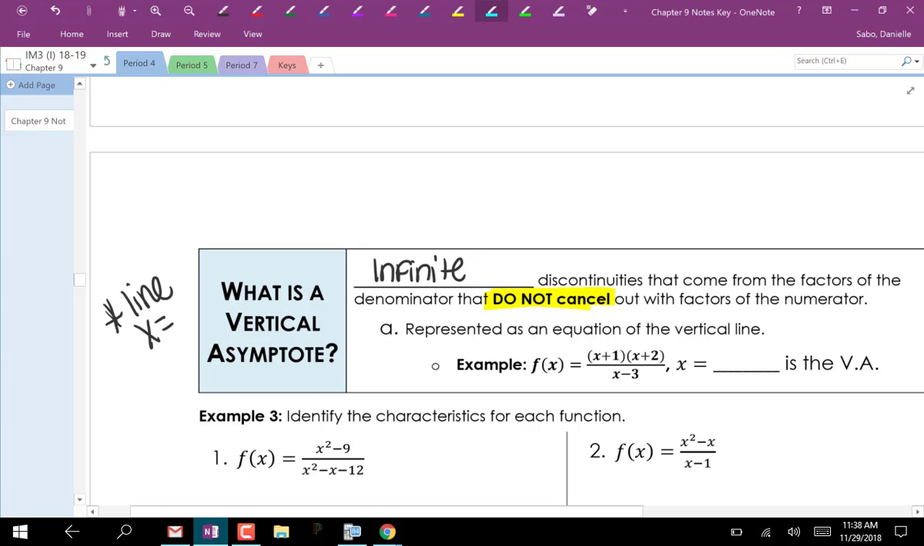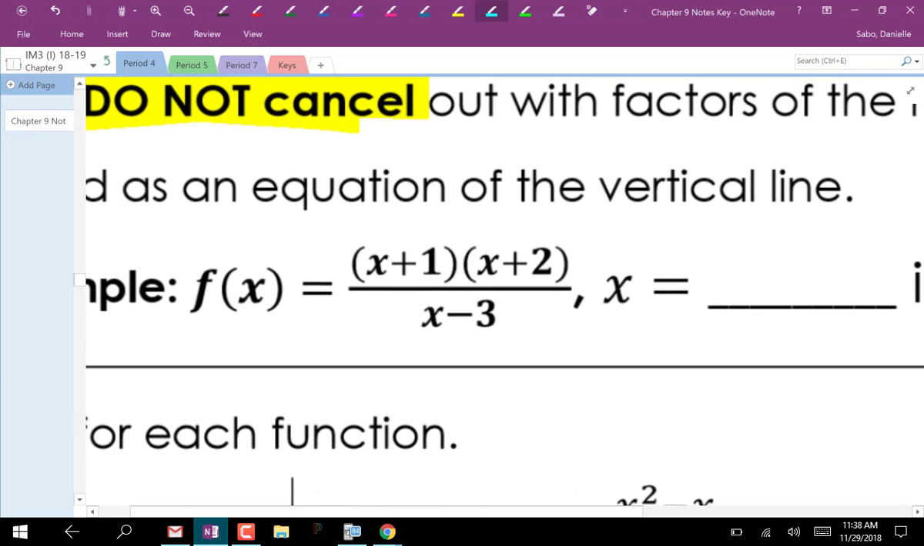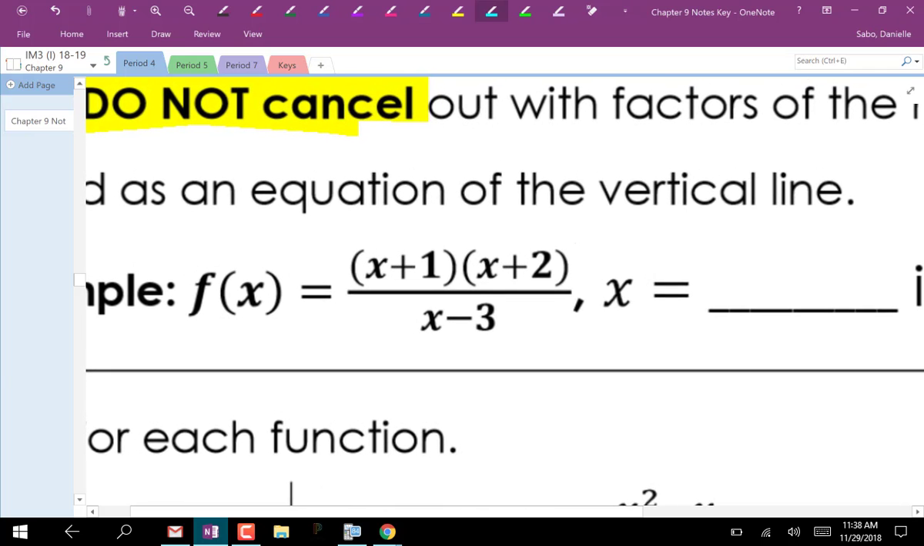So if we look at the example in the little box here, what makes x equal to 0 here on the bottom? What can't x be? What's the discontinuity?